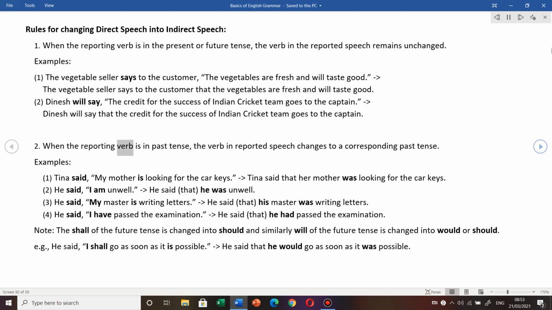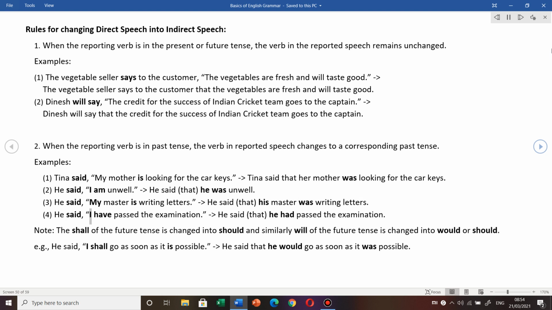When the reporting verb is in past tense, the verb in reported speech changes to a corresponding past tense. Examples. Tina said, "My mother is looking for the car keys." Tina said that her mother was looking for the car keys. He said, "I am unwell." He said that he was unwell. He said, "My master is writing letters." He said that his master was writing letters.